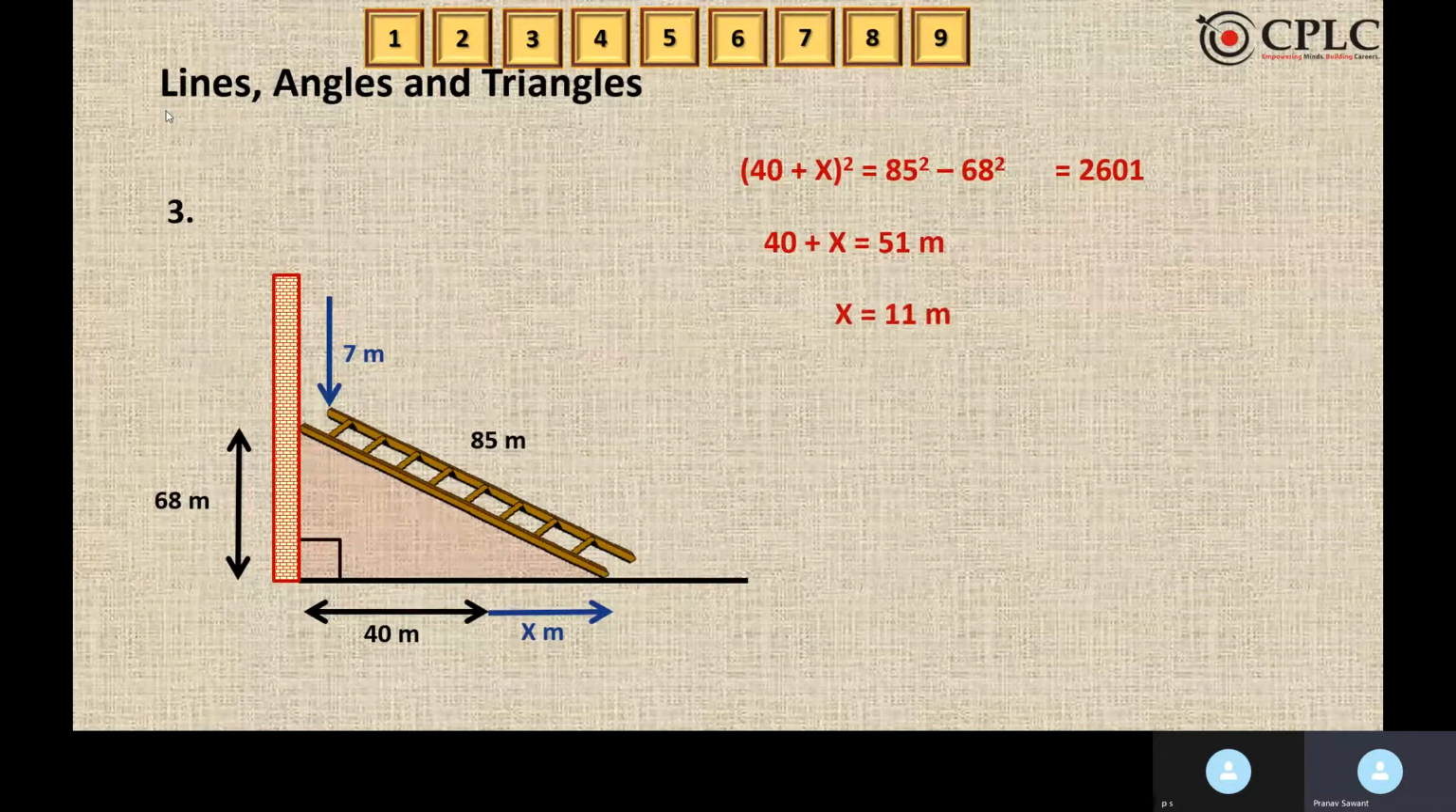So 85 square minus 68 square is 2601, and by taking the square root, the square root of 2601 is 51. We'll get the equation that is 40 plus x is equal to 51. The value of x would be 11. So 11 is the answer.